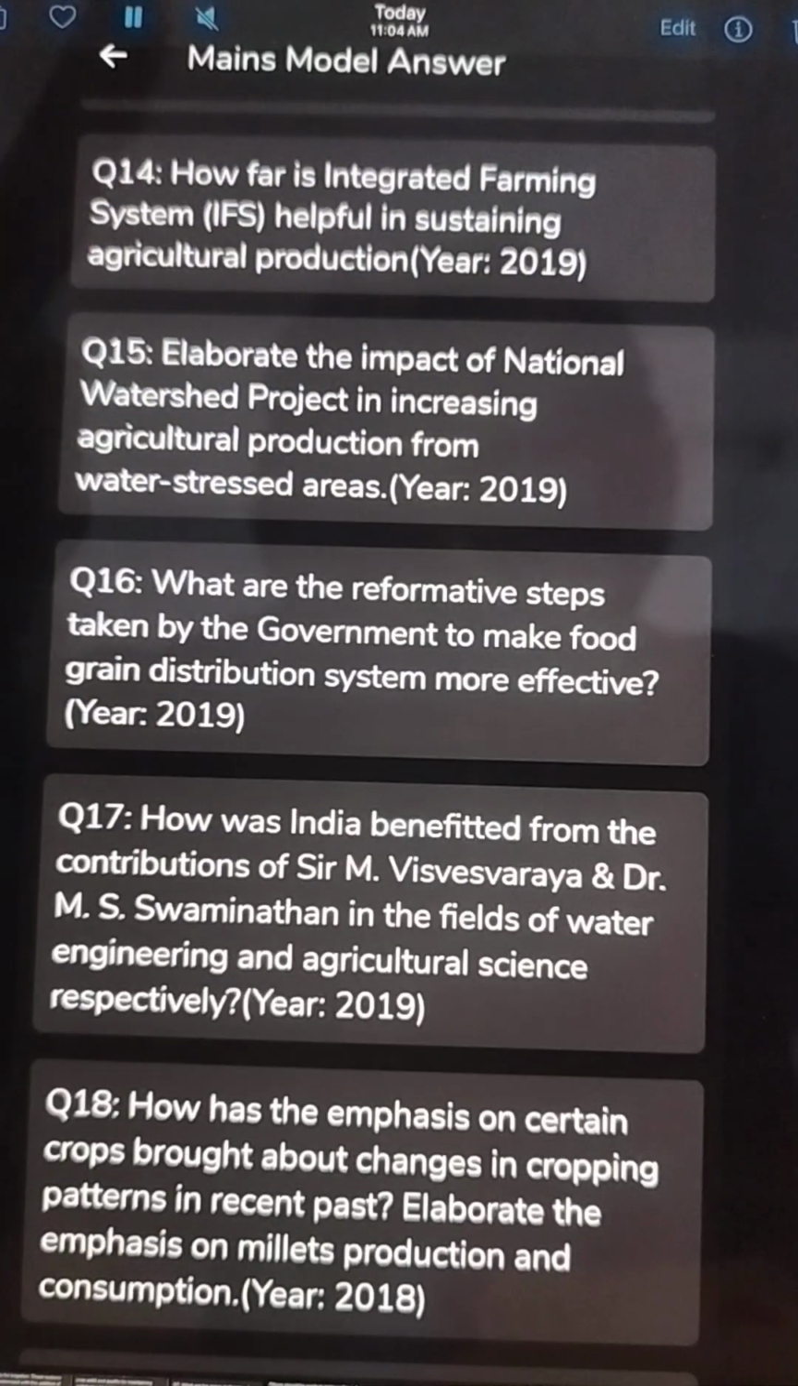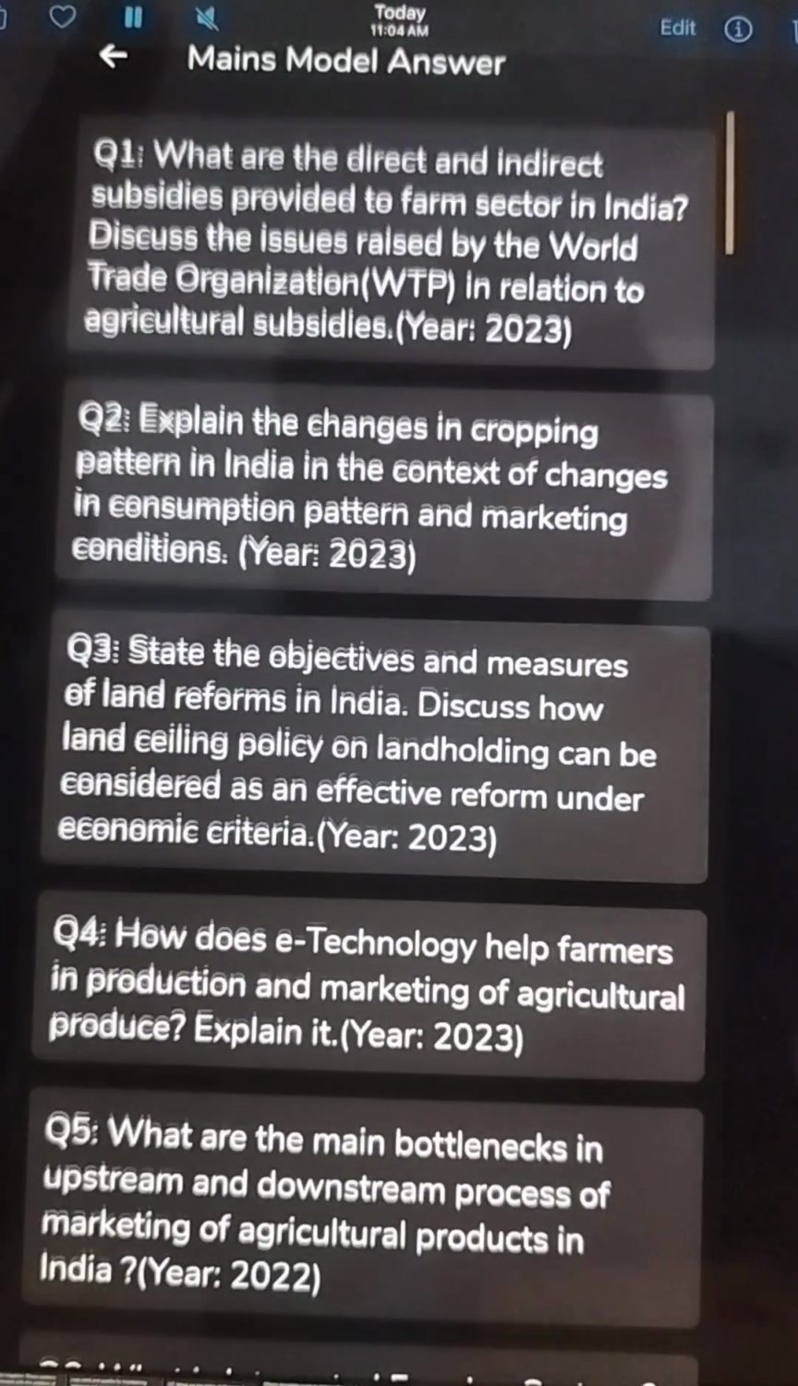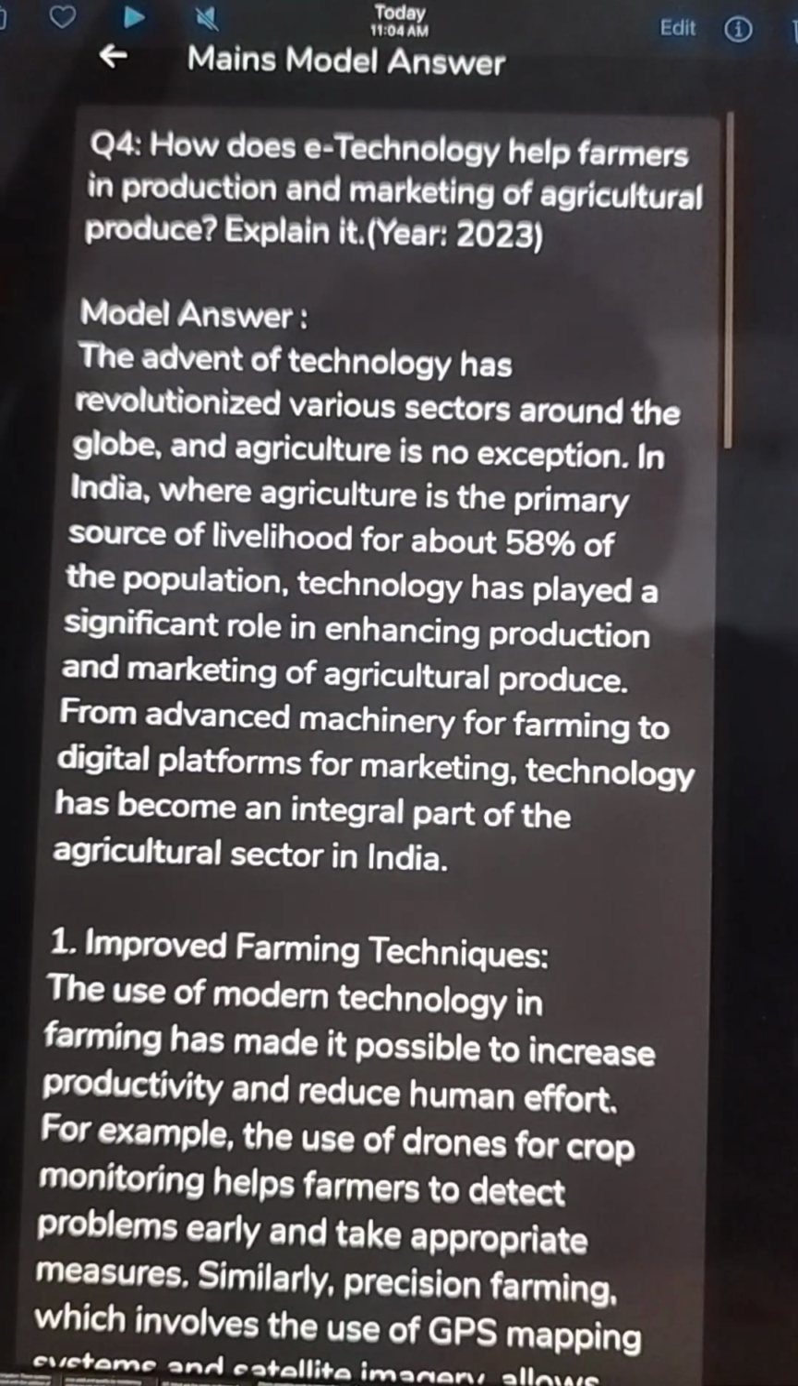Then comes the question: how does e-technology help farmers in production and marketing of agriculture produce? Explain it. The advent of technology has revolutionized various sectors around the globe, and agriculture is no exception. In India, where agriculture is the primary source of livelihood for about 58% of the population, technology has played a significant role in enhancing production and marketing of agriculture produce. From advanced machinery for farming to digital platforms for marketing, technology has become an integral part of the agriculture sector in India.